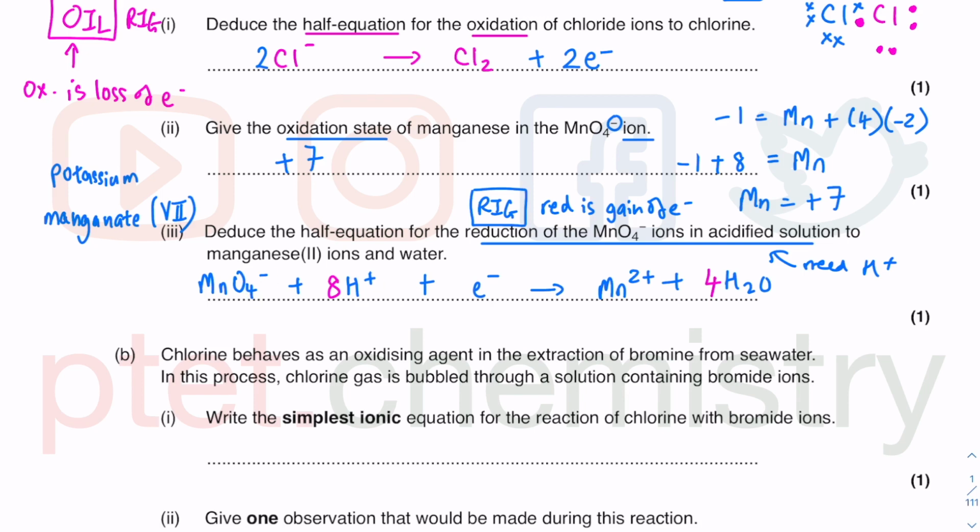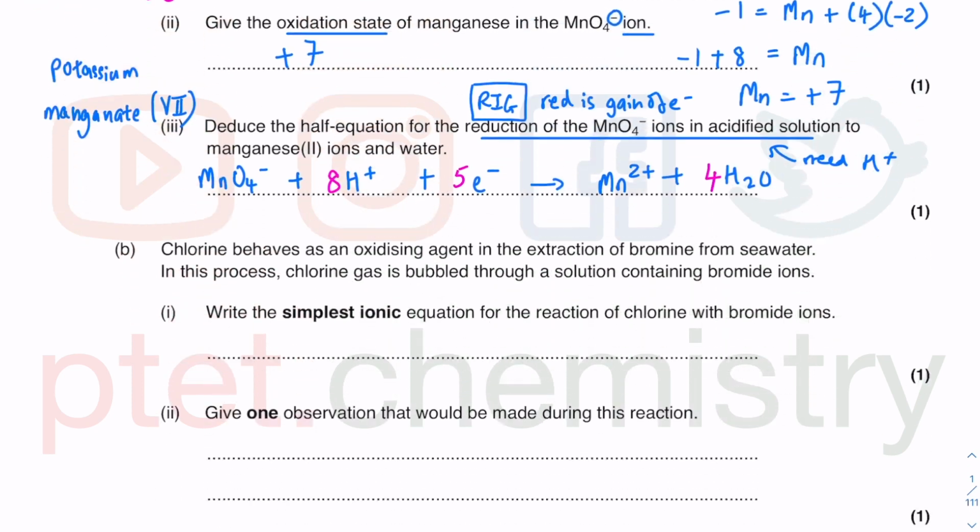We have a -1 plus 8 is +7. So you need to go from +7 to +2. You need 5 electrons there. So that is the balanced half equation.